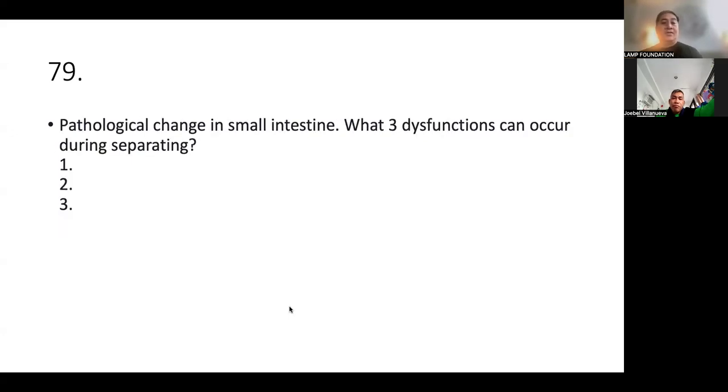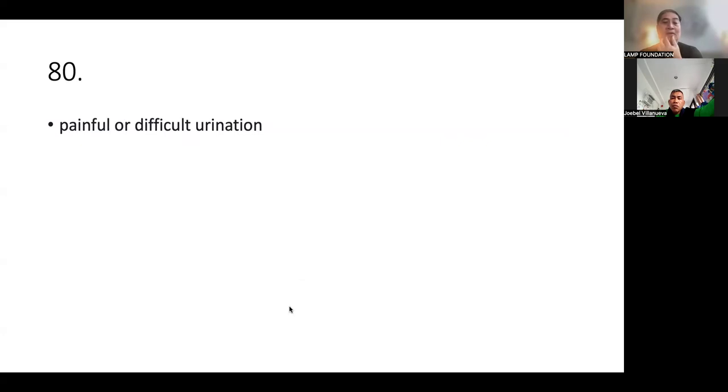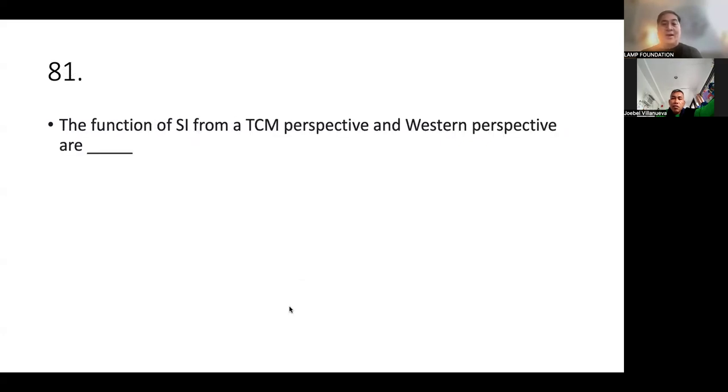Pathological change in the small intestine. What three dysfunctions can occur during separating? First we have the digestion: abdominal pain and abdominal distension. The second one, abnormal bowel movement, loose stools, and diarrhea. The third one, disturbance of urination, dysuria. Painful or difficult urination is known as dysuria. The function of the small intestine from a TCM perspective and Western perspective, are they similar or different?